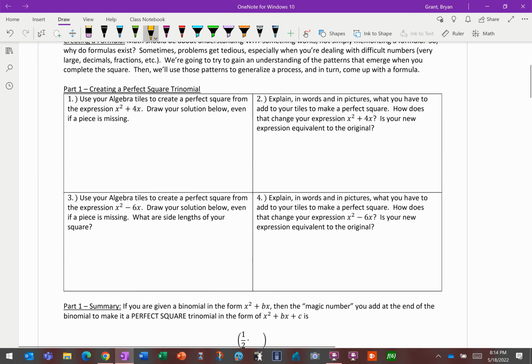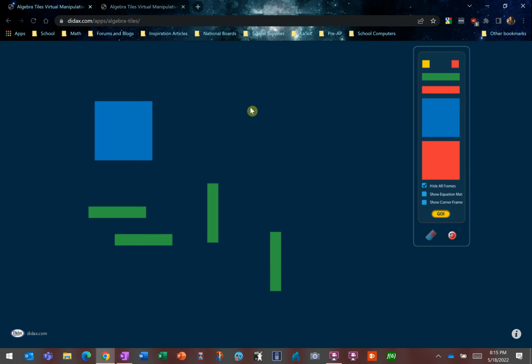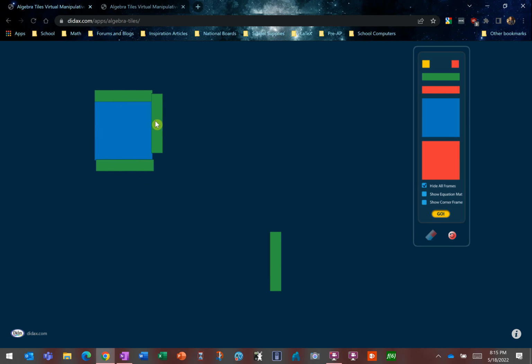So let's begin. Using our algebra tiles, I would like you please to create a perfect square from the expression x squared and positive 4x's. And then you're going to draw your solution below, even if there's a piece missing. Right? So what does this look like? Well, we have an x squared and we have 4x's here, and your job is to turn them into a square. Now, some of my students will go, oh, well, we can put one of these here, we can put one of them up here, we can throw one on the side and one on the other side, and that's kind of like a square. Well, it's kind of like someone took a bite out of the corners, but definitely it is square looking.